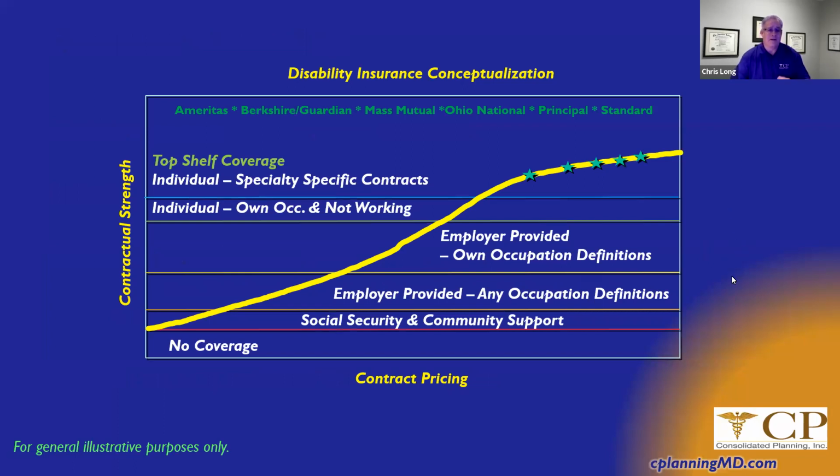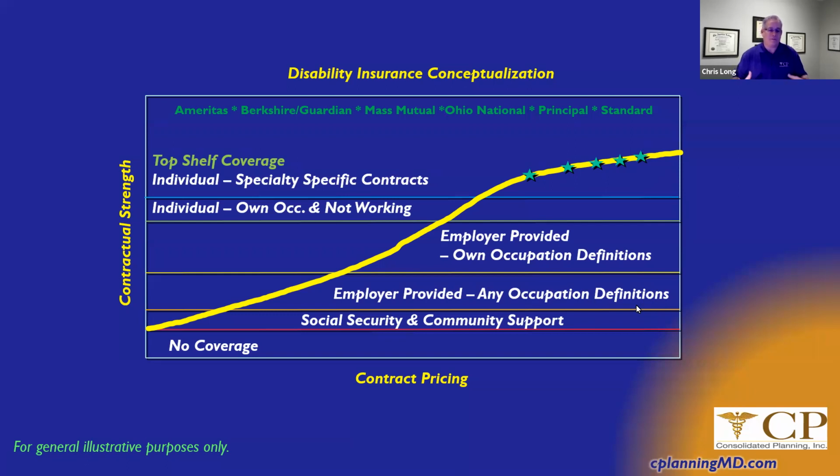Before we get there, I think you need to understand a little bit about the difference between employer provided coverage and individual coverage. With employer provided coverage, there's typically two broad definitions of disability that we need to be concerned with. The first is an any occupation definition of total disability.